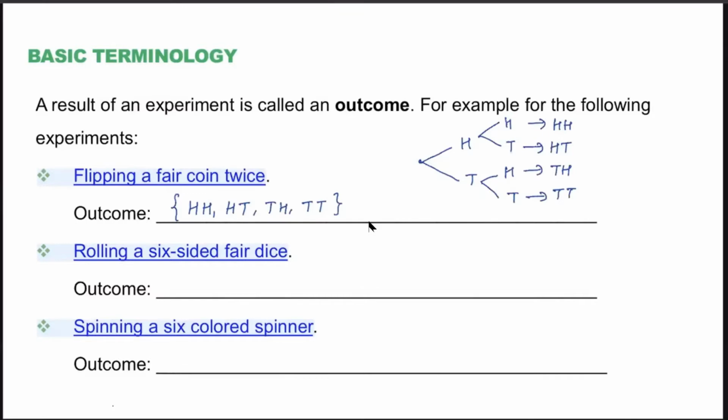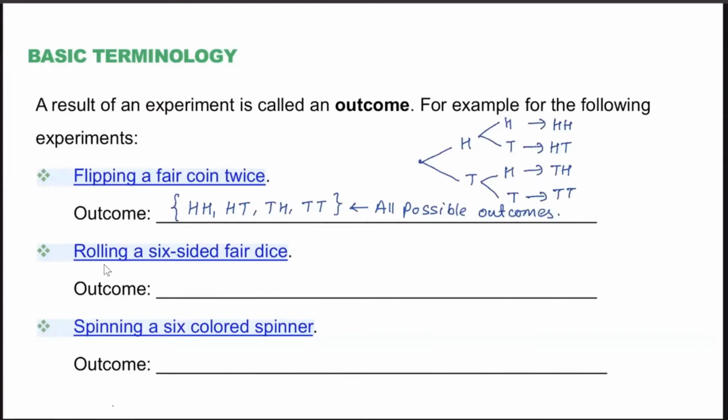So when you flip a fair coin twice, these are all possible outcomes. When you flip a coin twice, always remember, you must know this one, how to write all possible outcomes. That is very, very important. You can use the tree diagram or you can perform the actual experiment.